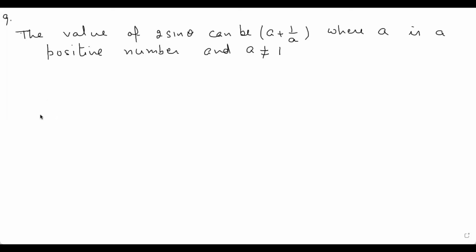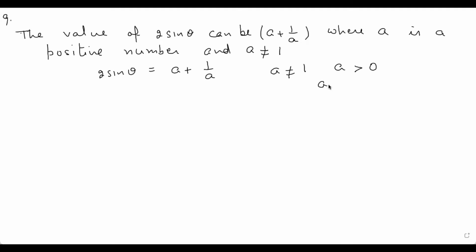Now the ninth question is, the value of 2 sine theta can be a plus 1 by a, where a is a positive number and a is not equal to 1. Now here we are to prove whether this is a true statement or a false statement. Let 2 sine theta is equal to a plus 1 by a. Now here a is not equal to 1 and a is a positive number. A is greater than 0.